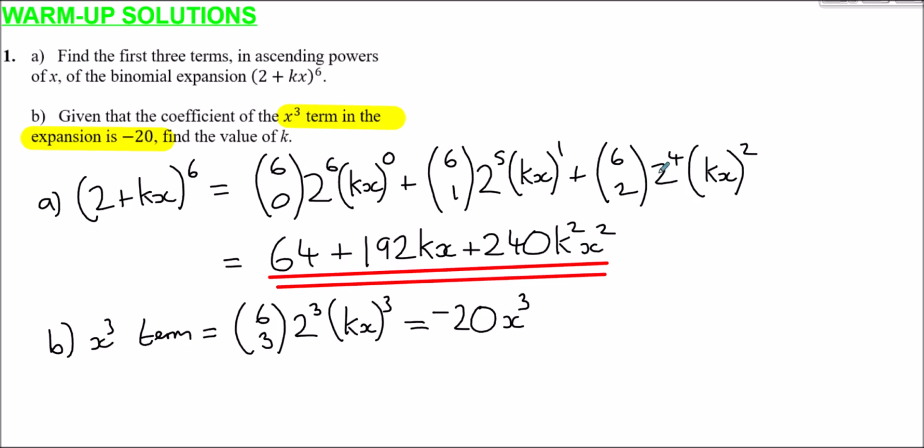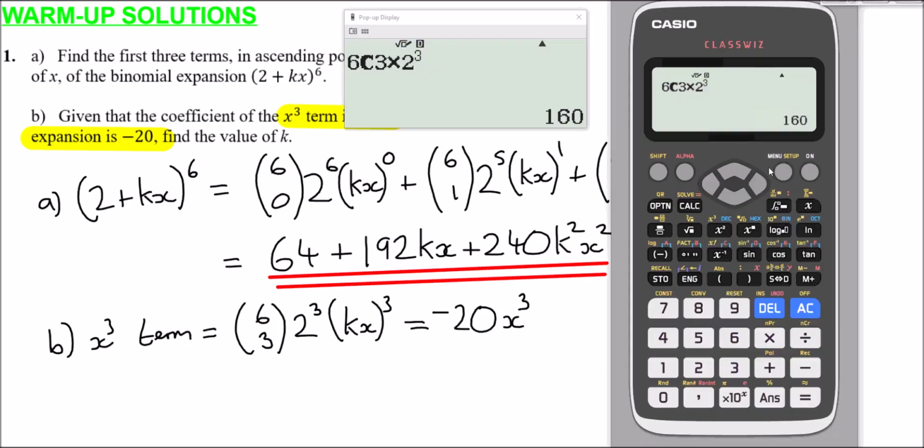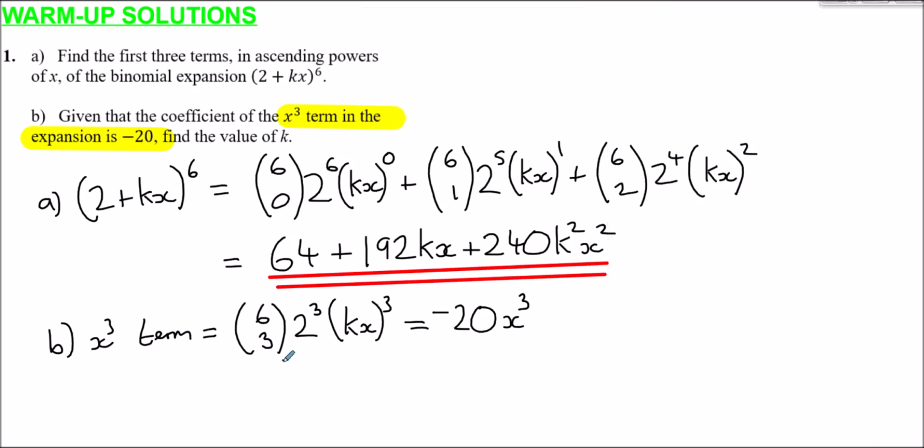So what we can now do is actually work out what 6 choose 3 times 2 cubed is. So if we see here, this is what we'd actually get. You'd get 160 for this. So this is 160, and then kx all cubed gives us k cubed x cubed, and that equals minus 20x cubed.